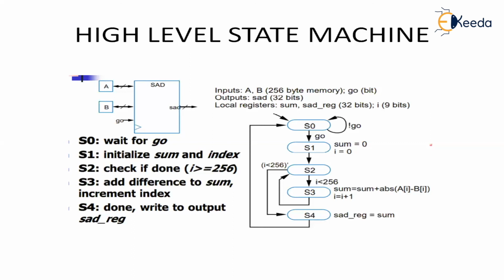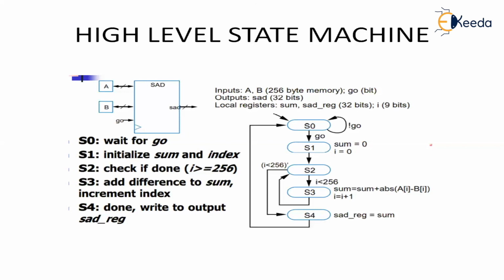In the next state, I will be checking whether my I is greater than 256 or less than 256. If it is greater than 256, I will be sending the data that is stored in the sum to the register. If not, I will be calculating the absolute difference and summing it with the previous value, and that will be stored in sum, and I will be incrementing the I register. I is equal to I plus 1. And finally, after completing the sum, that value will be stored in the register and it will go back to the initial step of S2.